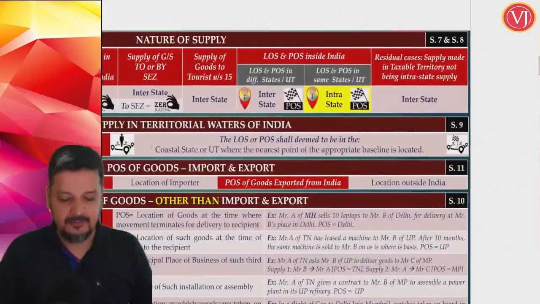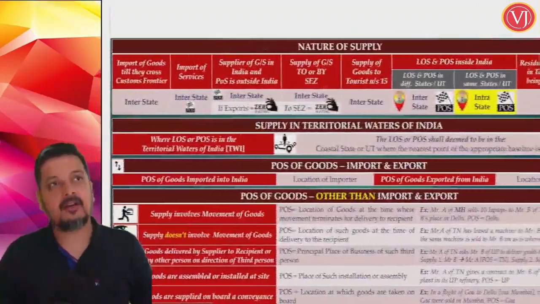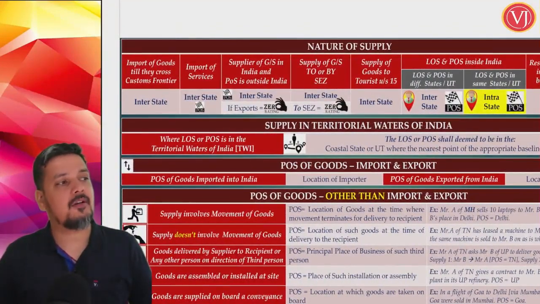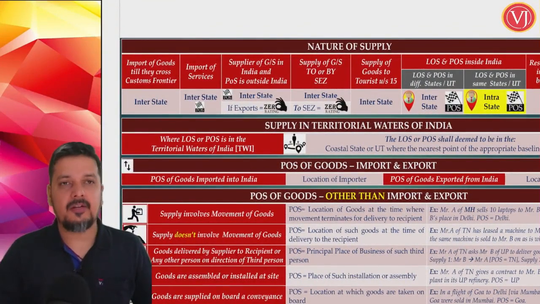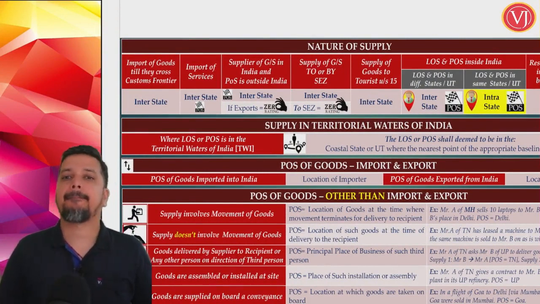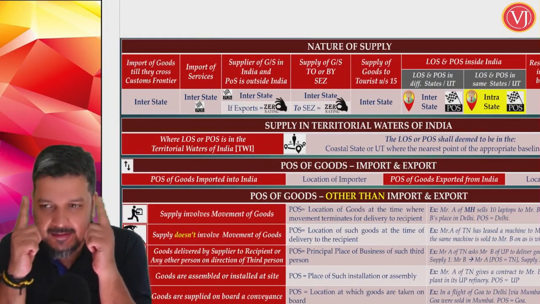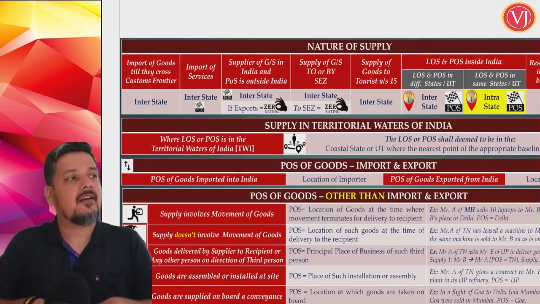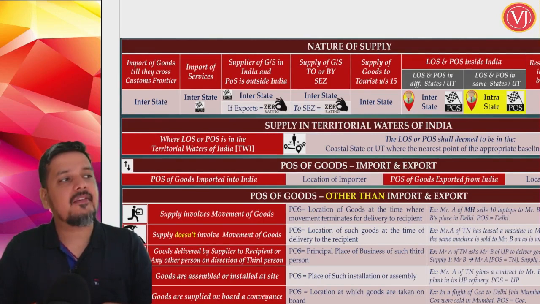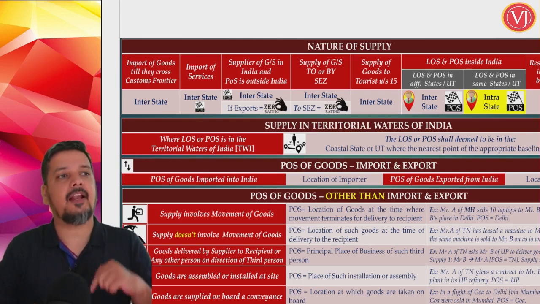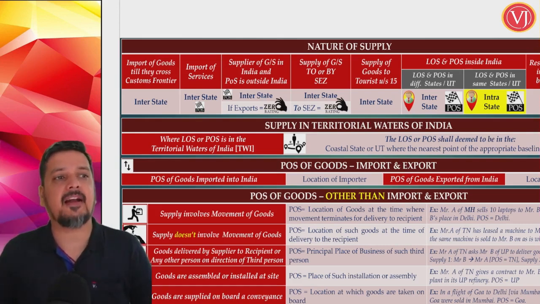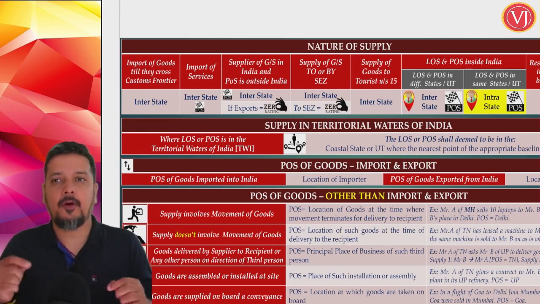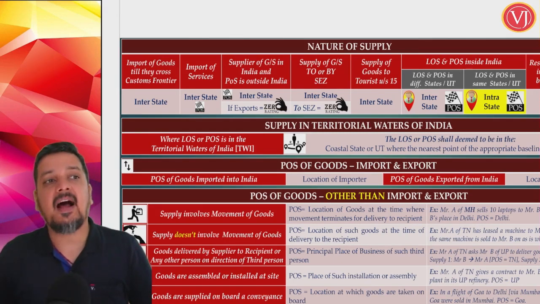Now before seeing your step number 2, first we'll see nature of supply. Till now, what was your understanding? Till now your understanding was very clear that if LOS and POS are in the same state, it is intra-state supply, CGST, SGST. If LOS and POS, location of supply and place of supply, are in different states, it is interstate supply, IGST.